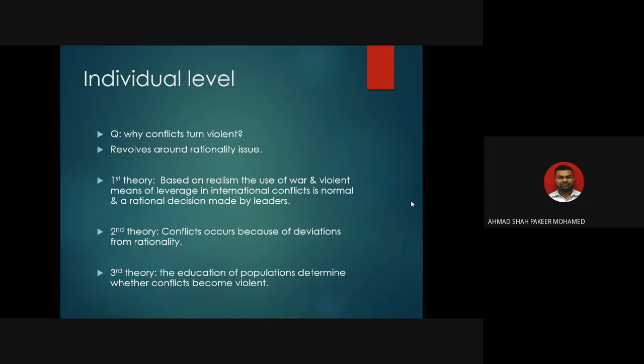Based on realism, the use of war, violence, and means of leverage in the international system is normal and also a rational decision made by leaders. So it revolves around rational issues, and the second will be the conflict occurs because of diversions.